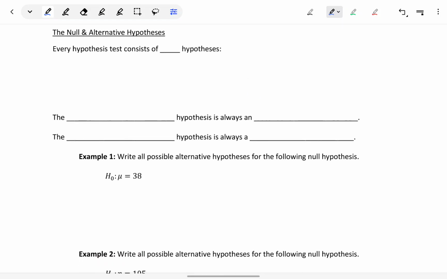The first thing we want to start off with is talking about the null and alternative hypotheses. These two statements exist for every test. First, we have H with a subscript of 0, usually read as H sub 0. That's referred to as the null hypothesis. And then we have H sub A, H with a subscript of A, and that's referred to as the alternative hypothesis.